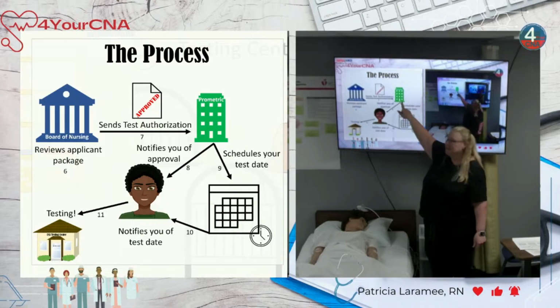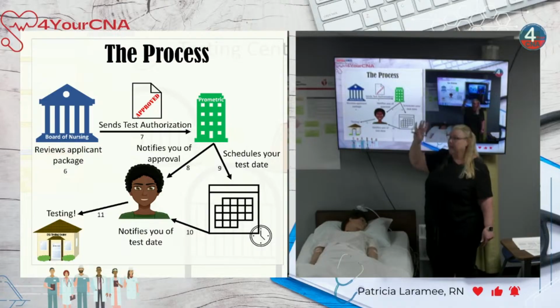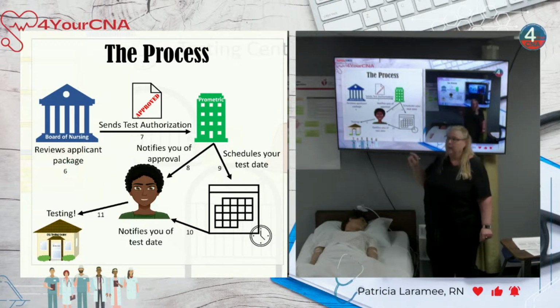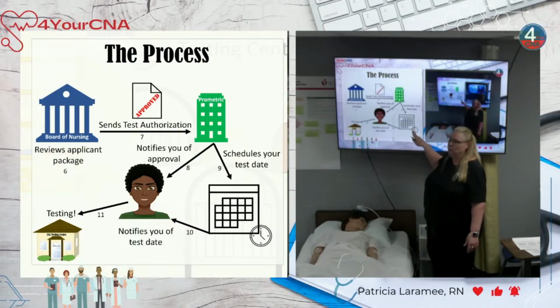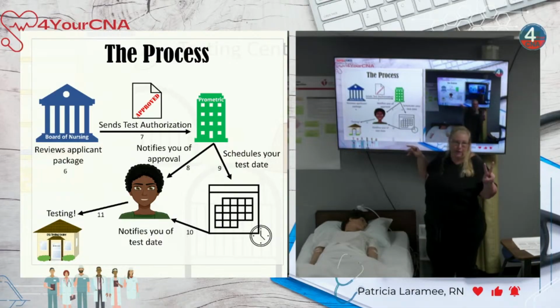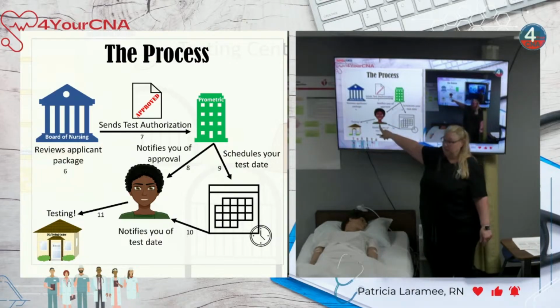Now, when Prometric gets that test authorization, they're going to notify you. They're going to say, hey, Board of Nursing said you're okay. Now, you don't have your test date yet. All they're telling you is Board of Nursing said you're okay. Then Prometric will contact the test locations, find the closest one with the fastest date. They will make that appointment for you, and then they will notify you of your test date. So you're going to get 2 emails from Prometric. One, the first one, within 1 to 3 days.